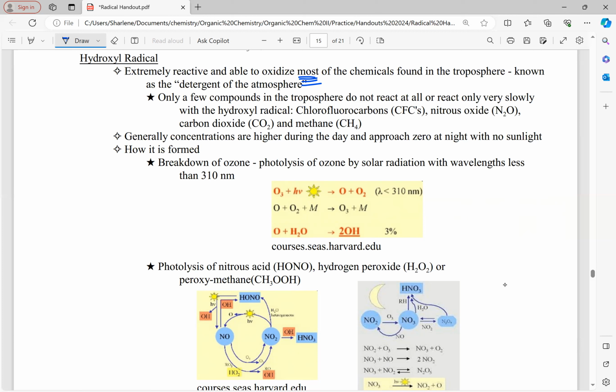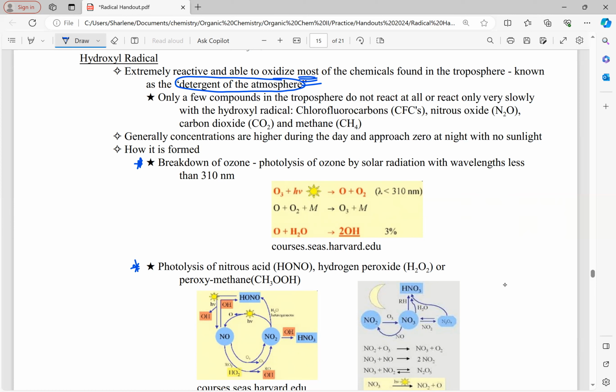It is known as the detergent of the atmosphere. That's our cleaner. Generally, concentrations are higher during the day when the sun is up and approach zero at night because there's no sunlight. And it is formed pretty much from the breakdown of ozone or the photolysis of nitrous acid, but really I'm just going to show you the ozone.